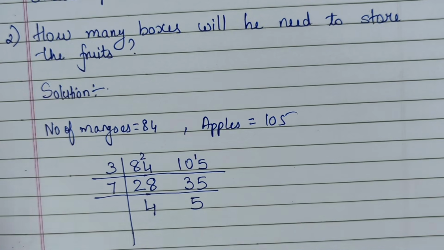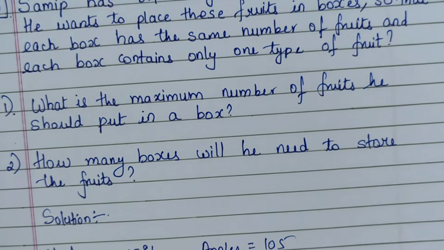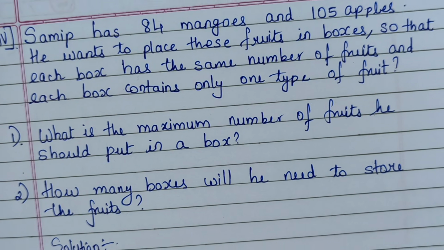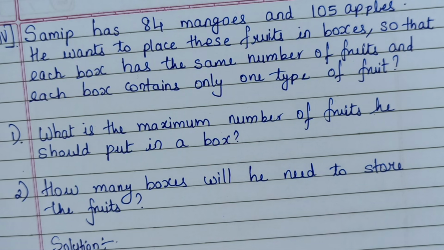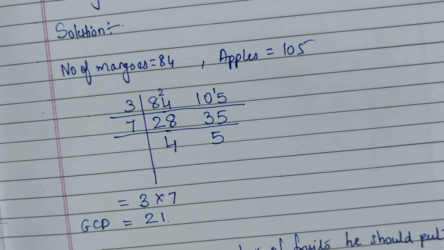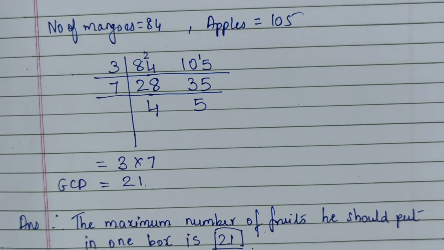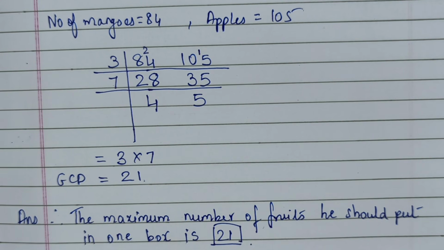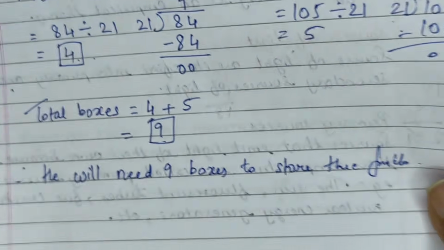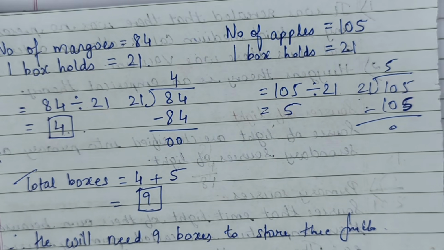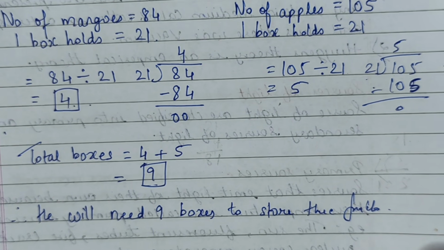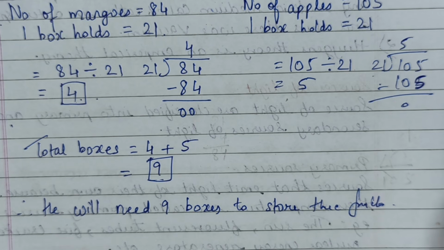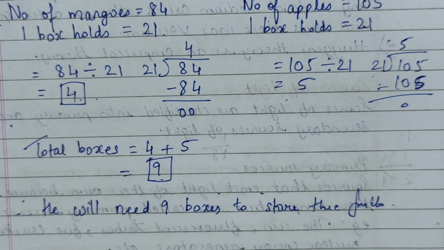So this entire sum, this was the question. For the first part, what is the maximum number of fruits he should put in one box? This is the solution to the first part: the maximum number of fruits is 21. Then the second part, you can see here, I have done it over here. How many boxes will he need? He will need 9 boxes to store the fruits. Understood? So here we have finished exercise 5.